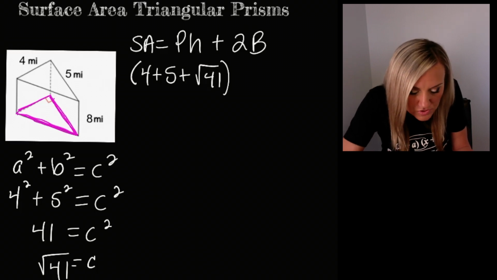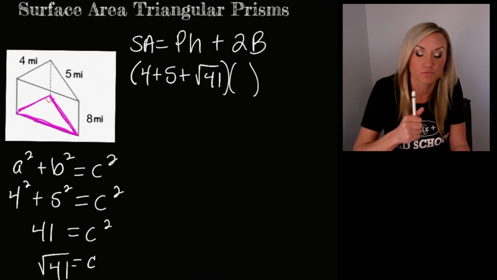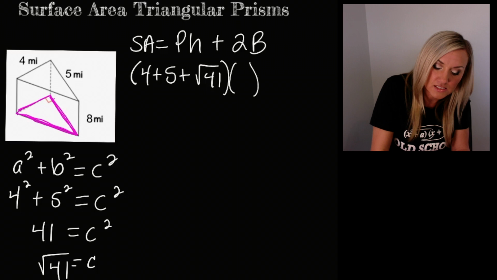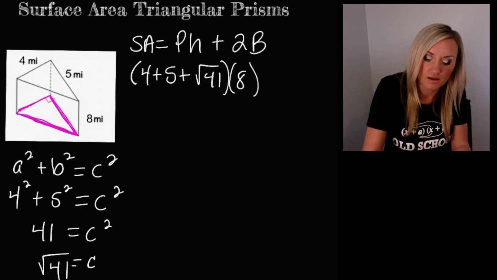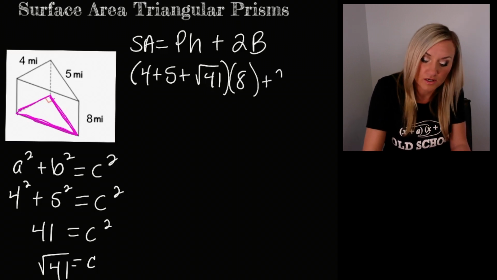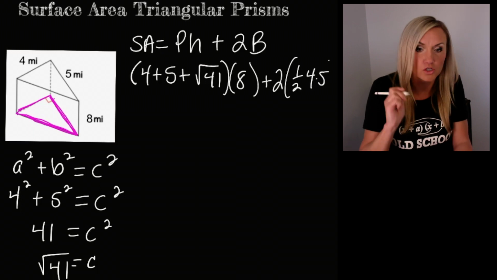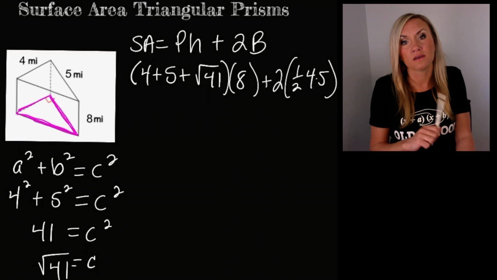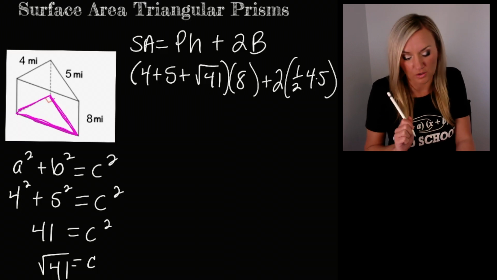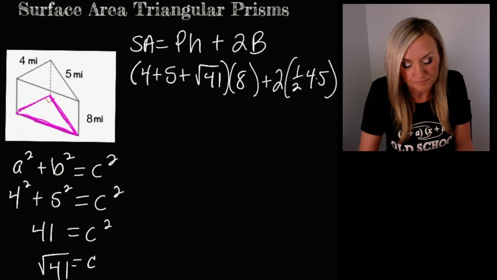Now times the true height of the prism. So the prism is 8 miles high, plus 2 times the area of the base, and that's going to be 1/2 of 4 times 5, because those are the 2 legs of our right triangle, and they meet at 90 degrees, so those are our base and our height.